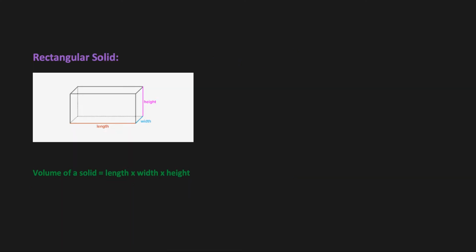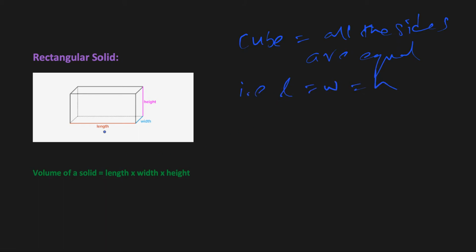Let's look at another example, which is for a rectangular solid. Now a rectangular solid and a cube are kind of similar. The only difference is for a cube, all the sides are equal. That is, length equals width equals height. Whereas for a rectangular solid, length, width, and height all have different measures. So that's the only difference between a rectangular solid and a cube.